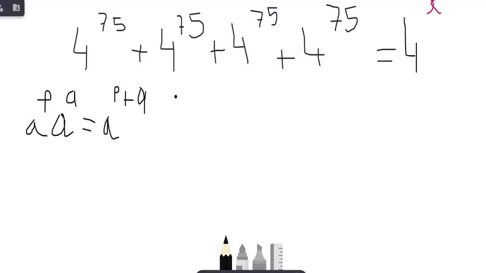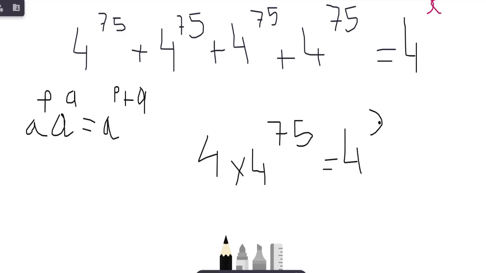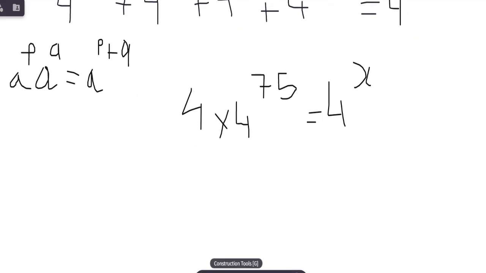So I'm going to rewrite the sum here. It's 4 times 4 to the 75, equals 4 to the x. Four can be rewritten as 4 to the 1, because a equals a exponent 1.